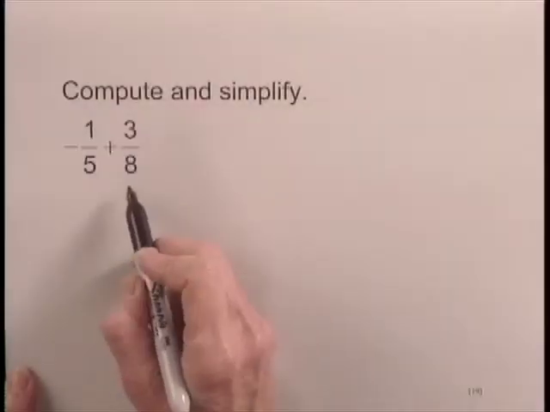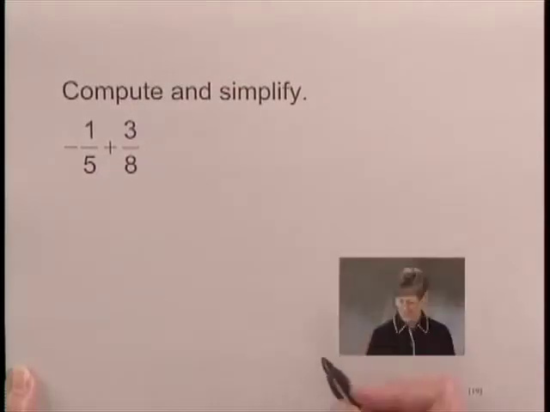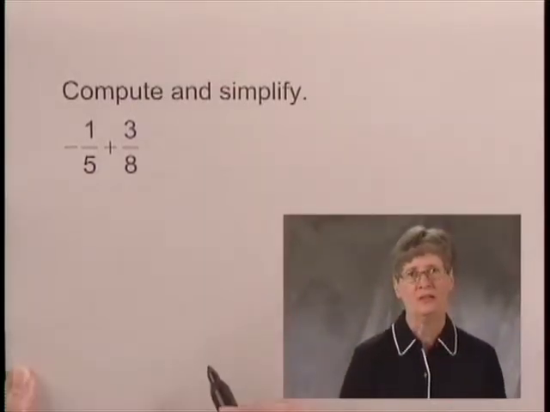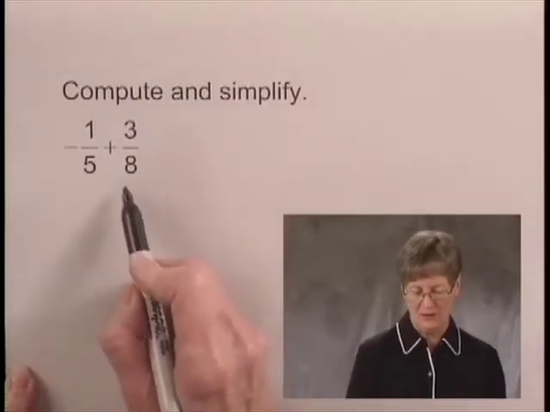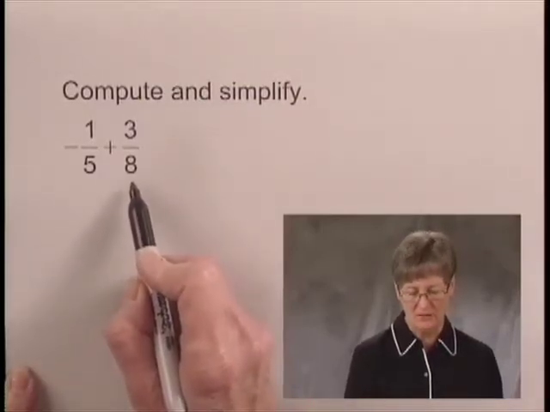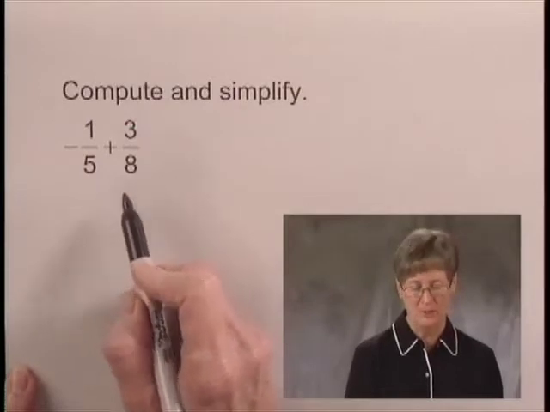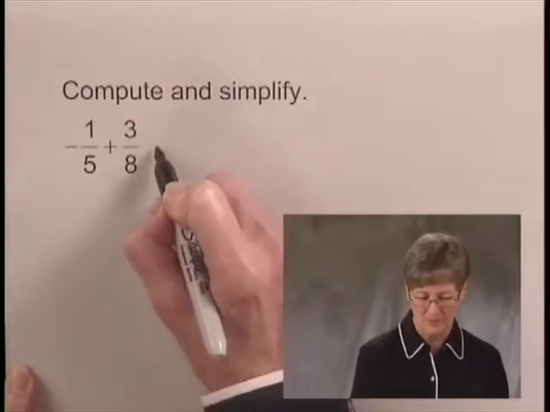In this exercise, we'll add two real numbers. We're going to add -1/5 and 3/8. Now, the first thing I need to do is to get a common denominator for these two fractions. And 5 and 8 do not have any prime factors in common, so the least common denominator is going to be just the product of 5 times 8, or 40.